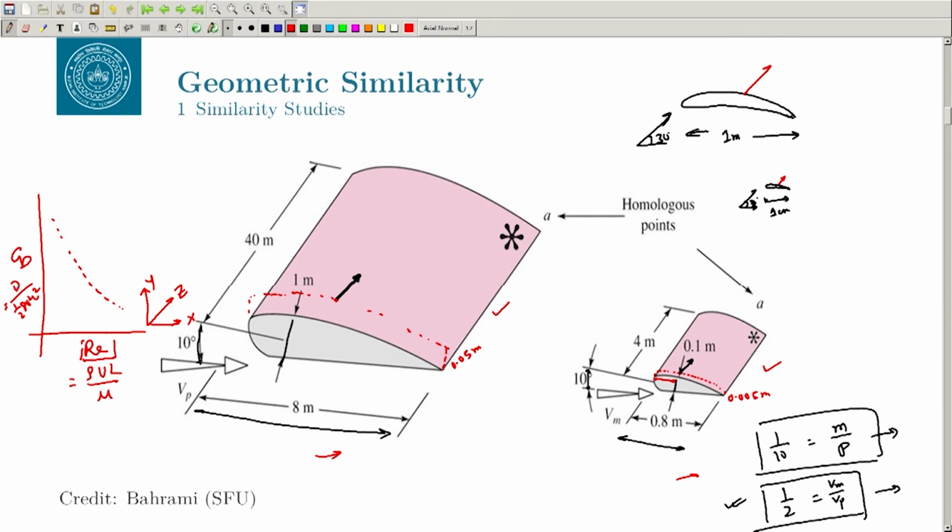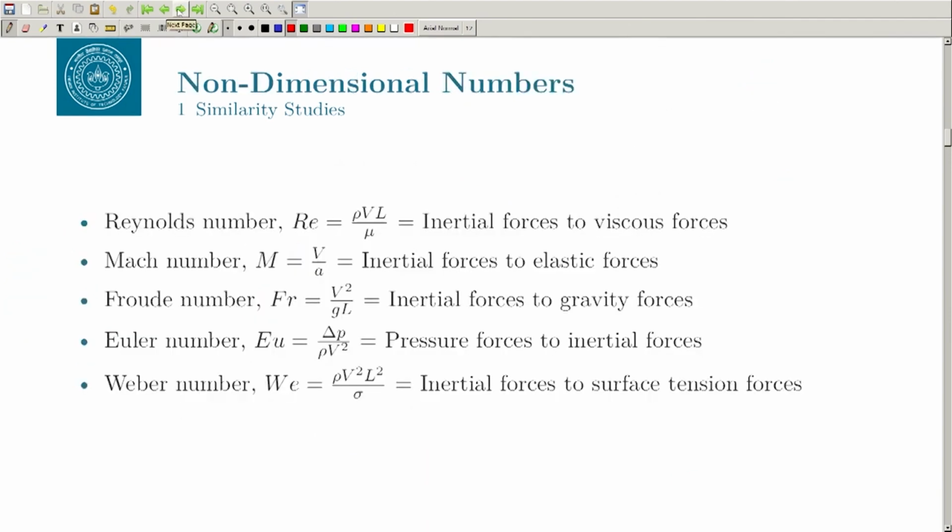So, that is how you can make correspondence between your simulations, your experiments, and your theory, because all the flows are governed by some non-dimensional parameters. So, let us look at some of these non-dimensional parameters.